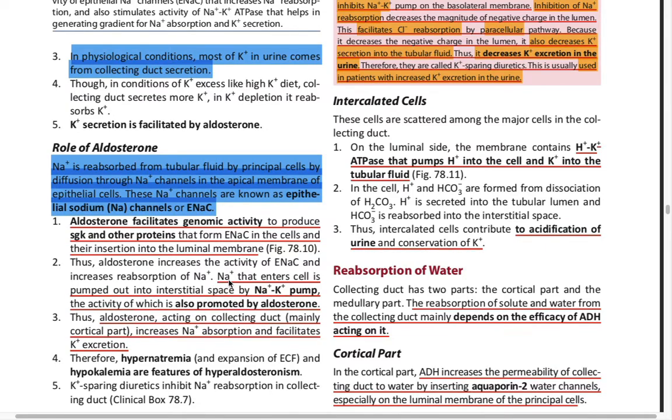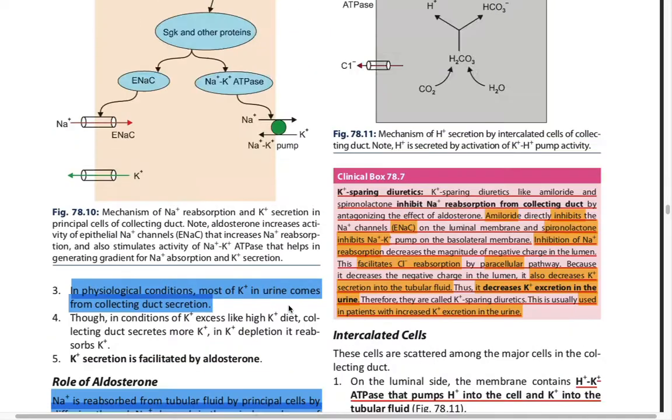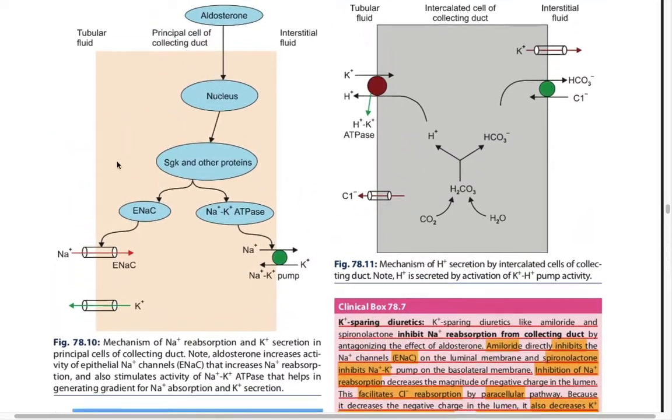The sodium ion that enters the cell is pumped out into the interstitial space by the Na plus K plus pump, the activity of which is promoted by aldosterone, which can be seen over here. This SGK and other proteins have two roles. One is ENaC and the other acts on the Na plus K plus ATPase.